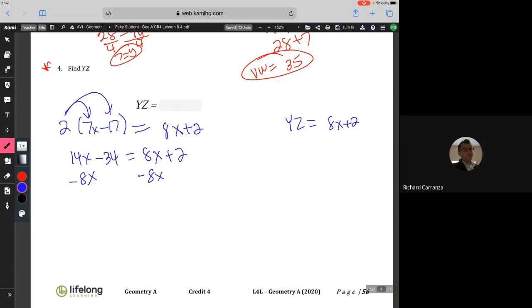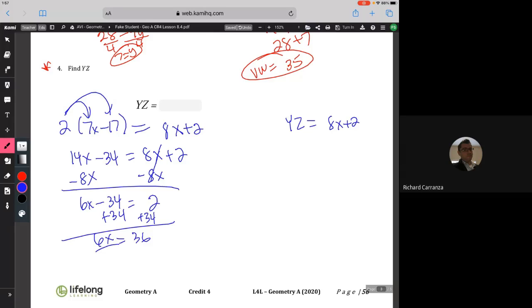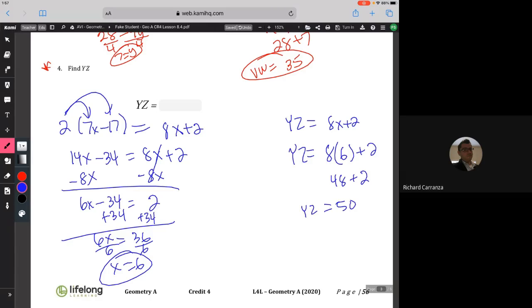Since we have x's on both sides of the equation, I'm going to go ahead and subtract 8x to both sides. You end up with 6x minus 34 is equal to positive 2. Add 34 to both sides. 6x is equal to 36, and divide both sides by 6. You end up with x is equal to 6. And then you're going to substitute into your YZ. 8 times 6 would be 48. 48 plus 2 would give you 50. So now I know that YZ is 50.